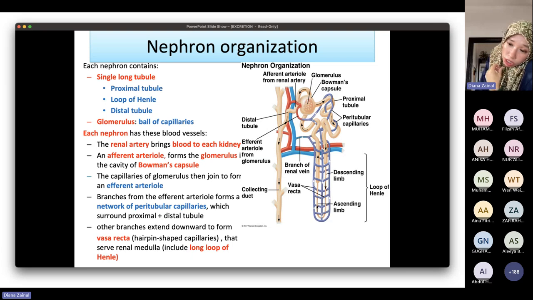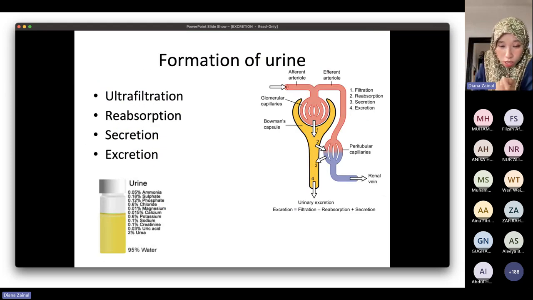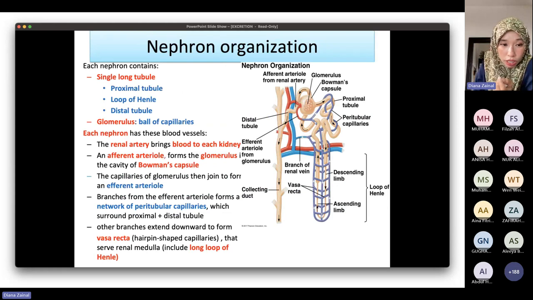The renal artery, which I showed just now, brings the oxygenated blood to your kidney. An afferent arteriole, afferent, the one that enters, the first one, forms the glomerulus inside the cavity of the Bowman capsule. The Bowman capsule is like a bowl, and inside of it is the glomerulus, which is a clump of blood vessels. Everything is inside the bowl. That is what we call the glomerulus.